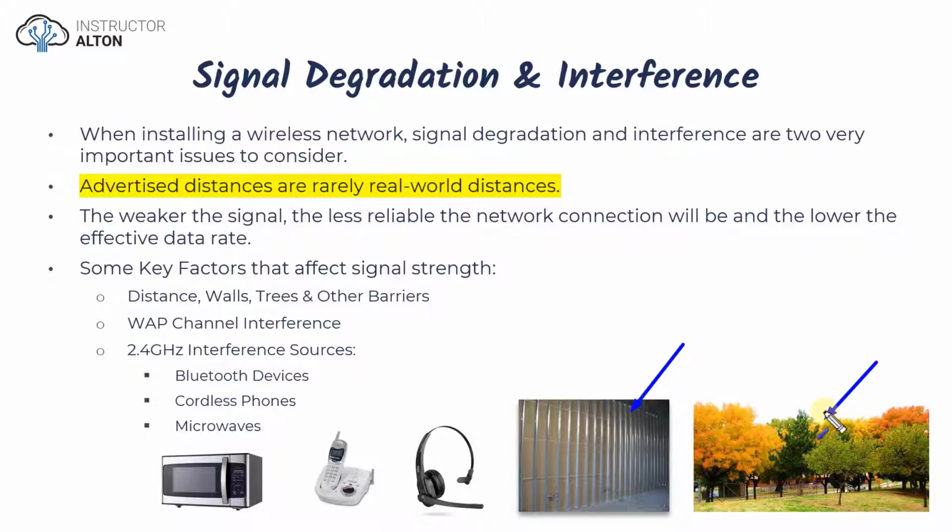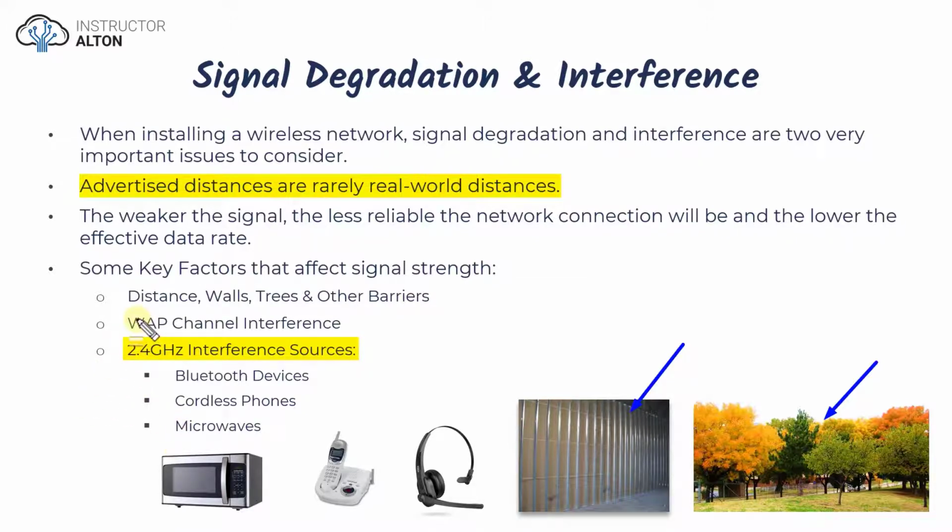And then are you in an environment where there's going to be interference from the 2.4 gigahertz spectrum, such as Bluetooth devices or phones or microwaves? And then spread it out even further. Are you in some sort of a manufacturing plant where there's potentially even further interference? And then lastly, are you in an area where there's potential channel interference as well?